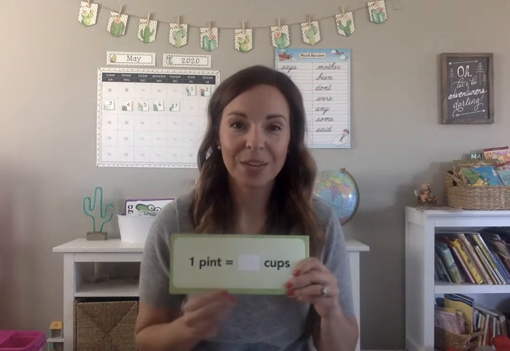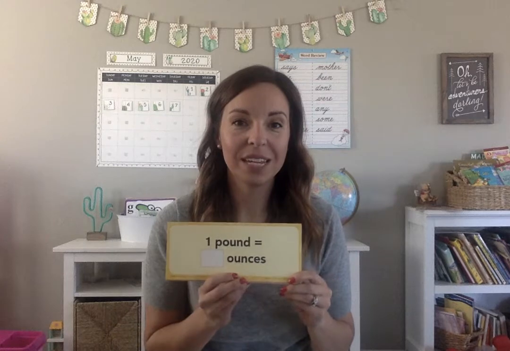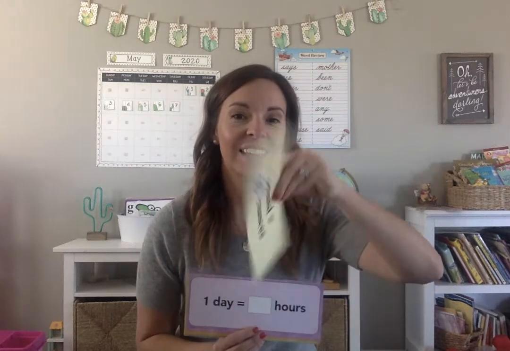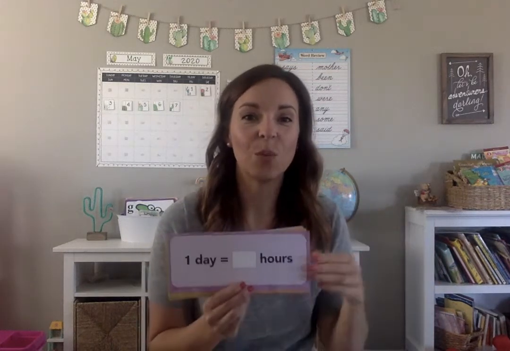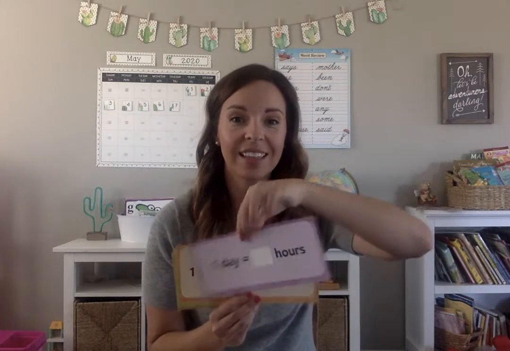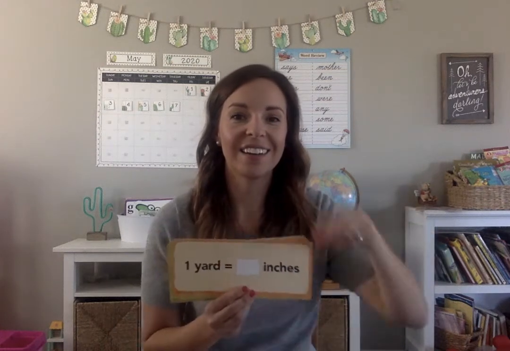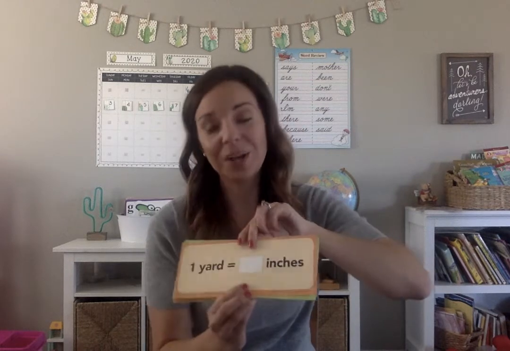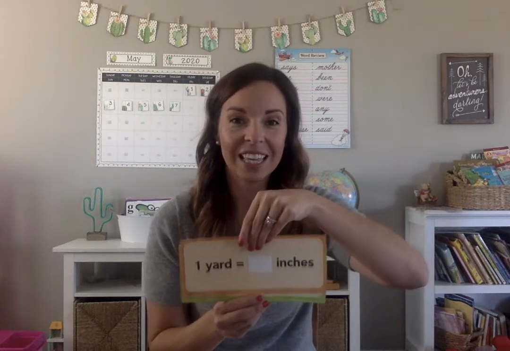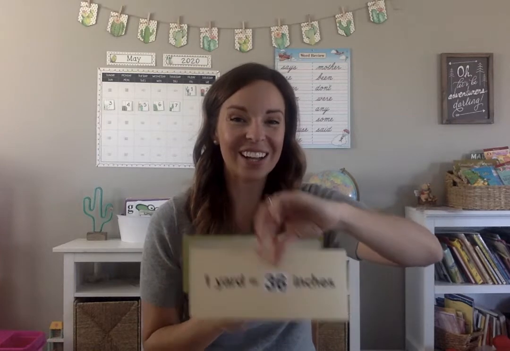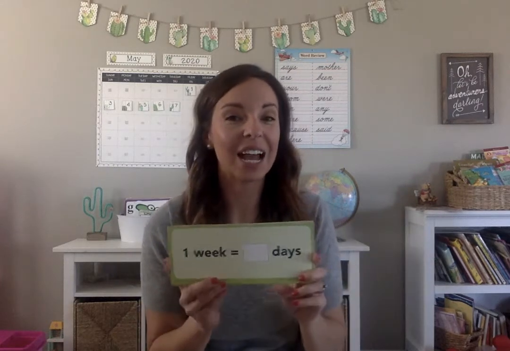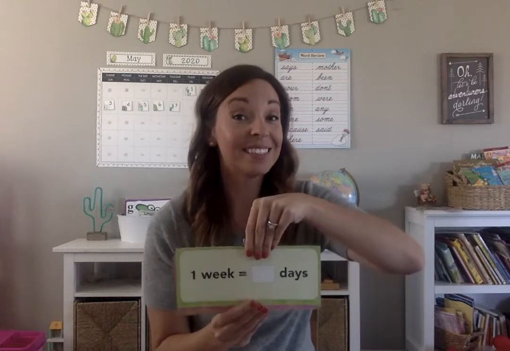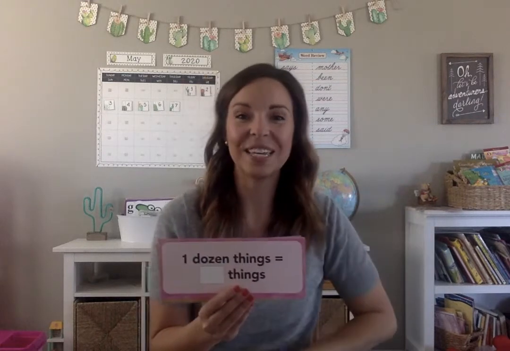All right, here's the first one. 1 pint equals how many cups? You should have said 2 cups. 1 pound equals how many ounces? Good, 16. 1 day equals how many hours? 24. 1 yard equals how many inches? 36. Awesome. 1 week equals how many days? 7 days in a week.